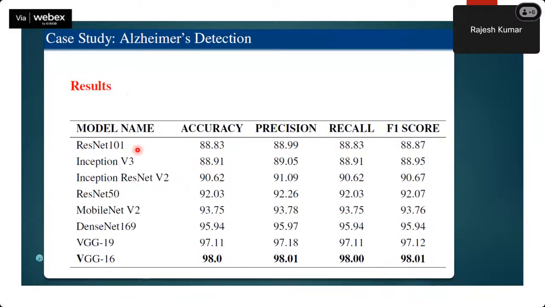So we applied ResNet 101, Inception V3, Inception V2, ResNet 50, MobileNet, DenseNet, VGG19 and 16. Interestingly, the accuracy of VGG16 is good, with high precision, recall and F1 score. So that gives us confidence that okay, VGG16 is doing good.